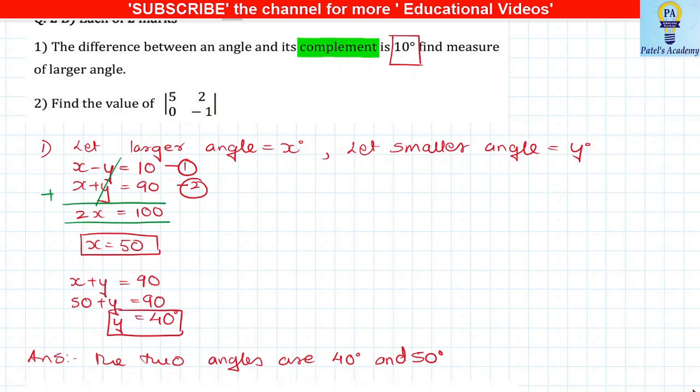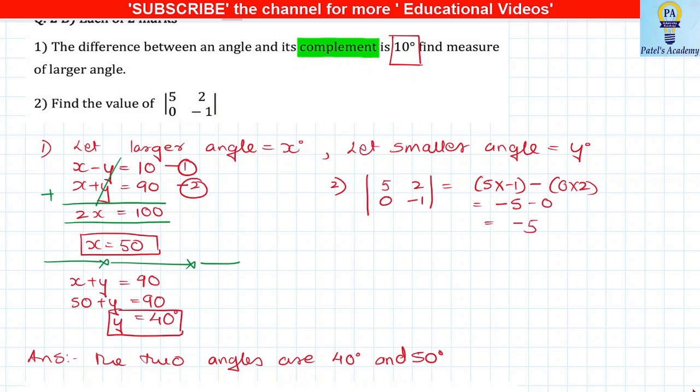Okay, but if you see the question, they have specified find the larger angle. So actually here, students, the sum was till here only, but I showed you the whole sum. The question was still here, we had to find the greater angle. So the greater angle is 50, but yes, they can anytime change the question and ask you to solve the complete sum. Okay, fine. The next is we have to solve a determinant 5, 0, 2, minus 1. And we know how to solve that. 5 into minus 1 minus 0 into 2, that is minus 5 minus 0, answer is minus 5. The value of the determinant is minus 5.